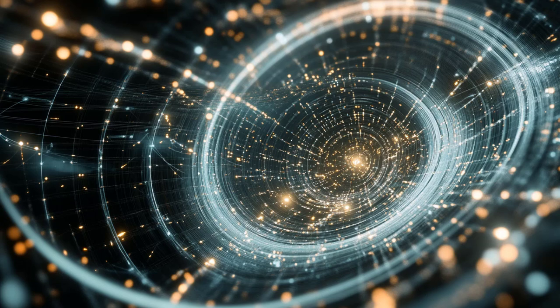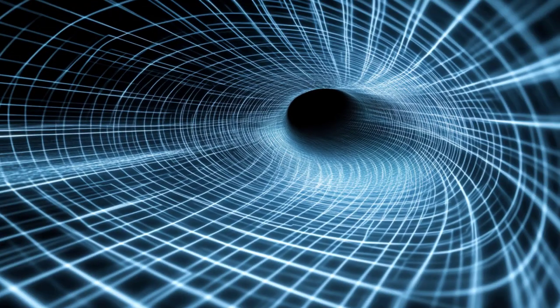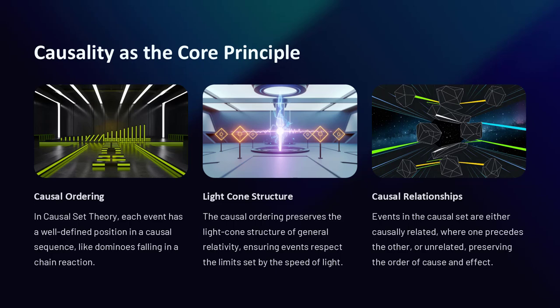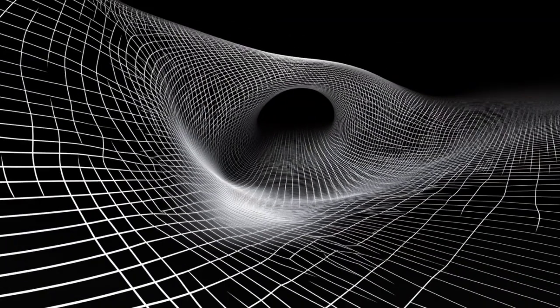In CST, causality replaces the traditional notion of spacetime coordinates as the primary structure of the universe. Each event in the causal set has a well-defined position in a causal sequence. It either precedes, follows, or is unrelated to another event. This causal ordering preserves the light cone structure of general relativity, ensuring that events respect the fundamental limits set by the speed of light and causal influence.